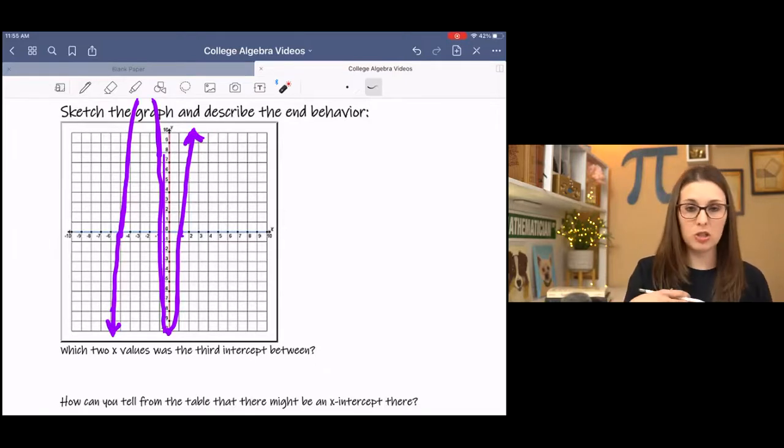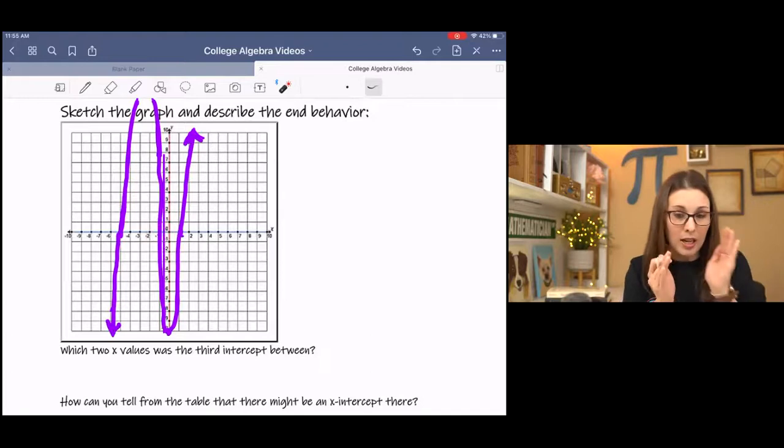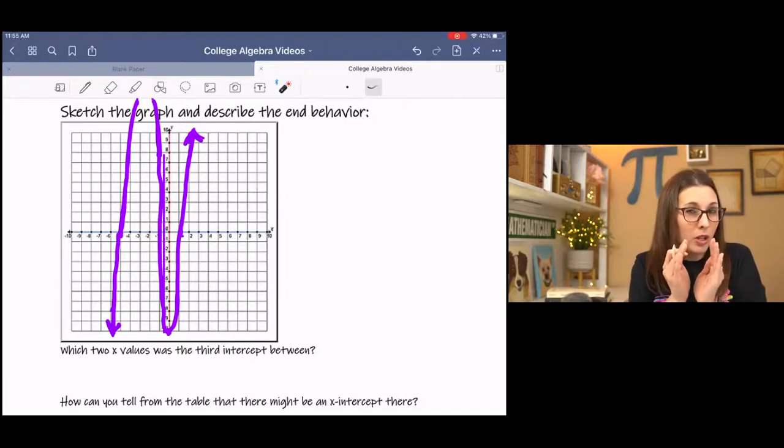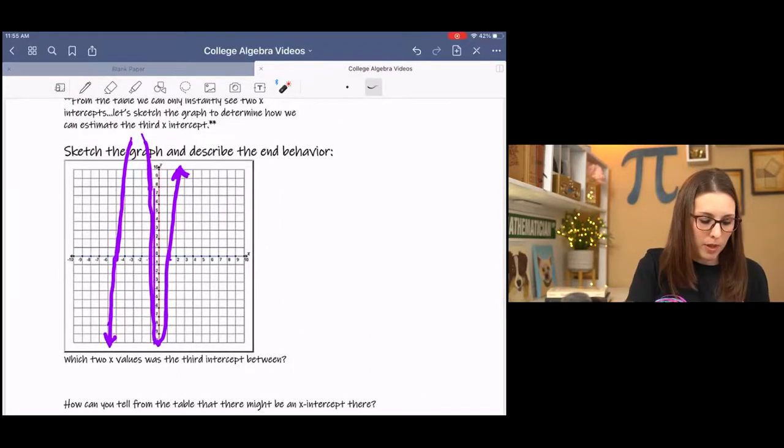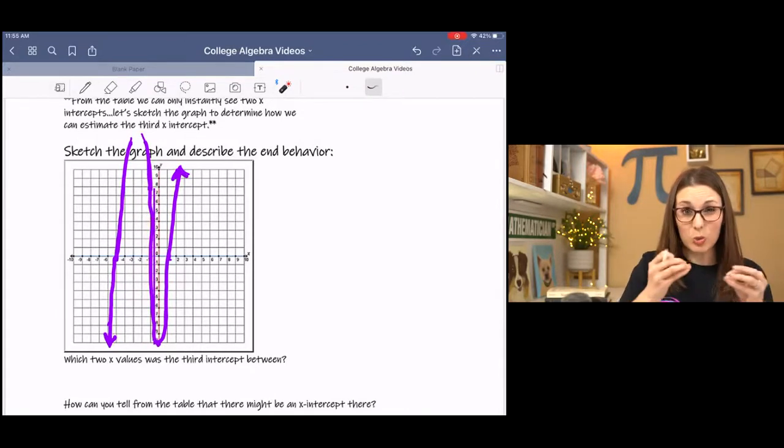For now, we're just going to estimate where that is. We can see that it is pretty much going to be between -1 and 0. We know that because it starts up high and then drops down to the next point, so it crosses through the x-axis in this region.